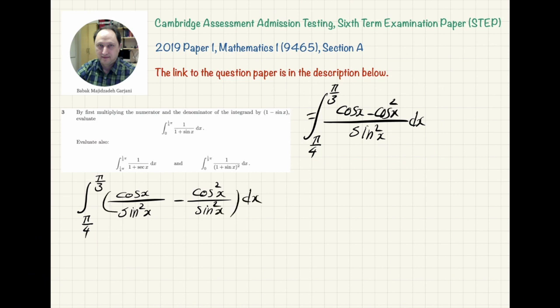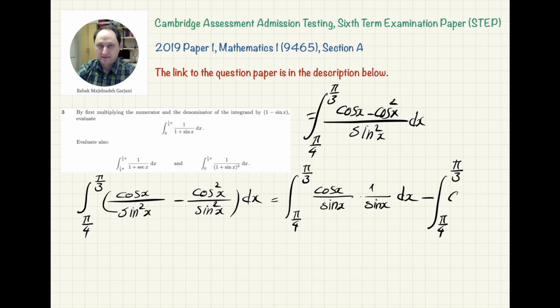Of course, here you can write it in this form, pi over 4, pi over 3. You decompose your integral into two pieces, but the first piece can be written as cosine x over sine x, and then you still have an extra sine x left, which I write in that form. And the next one, cosine squared divided by sine squared is cotangent squared, so it becomes the integral from pi over 4 to pi over 3 of cotangent squared x dx.